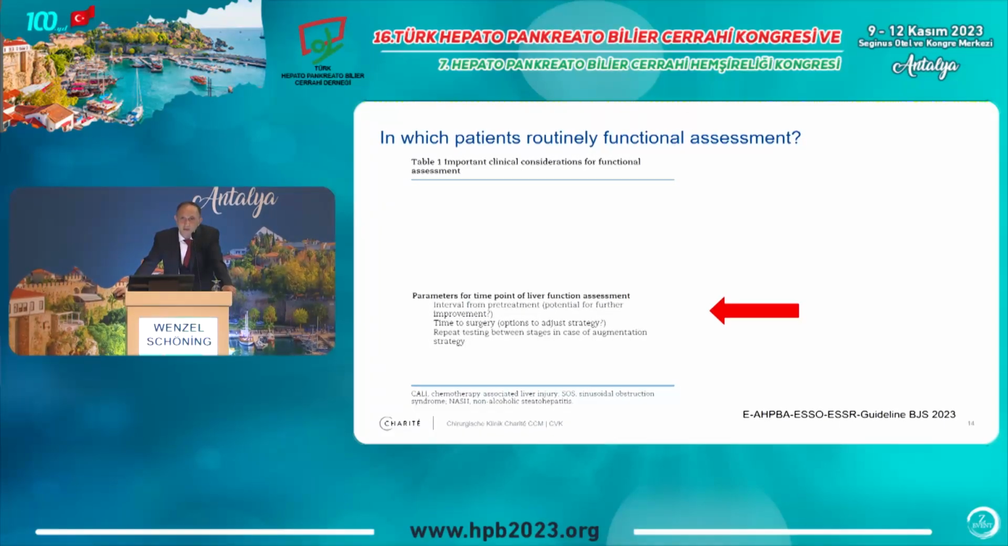And repeat testing should always be performed in the case when we decide for augmentation of the remnant liver. So repeat testing should be done, one test before augmentation and one test after augmentation.